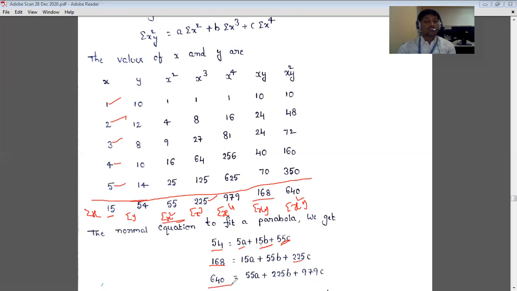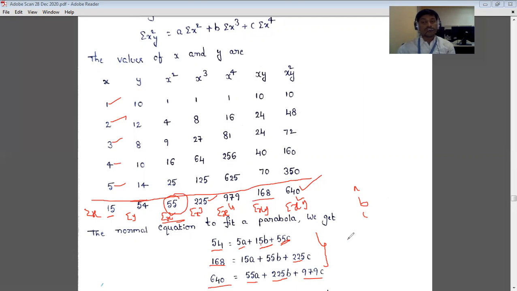Next, 640. So this is summation x square y is equal to a summation x square, b summation x cube, and c summation x power 4. Same like a straight line, there it is having two equations, here three equations. You have the equations mode in your calci. So simply we get these values by solving that, we'll get a, b, c.